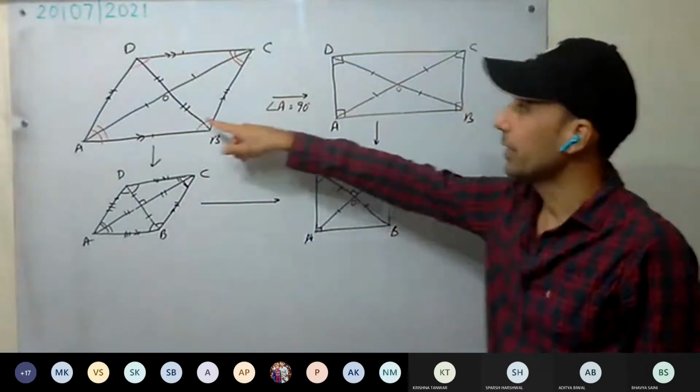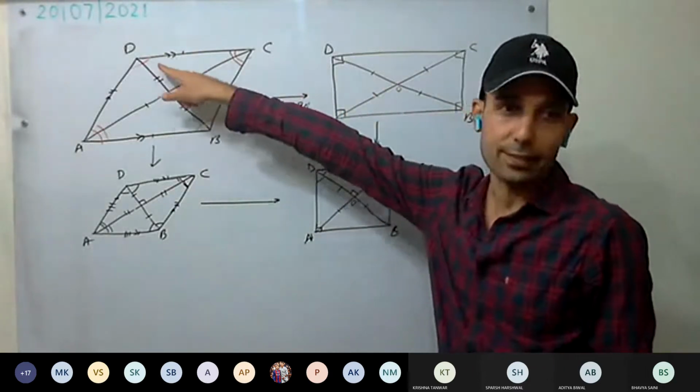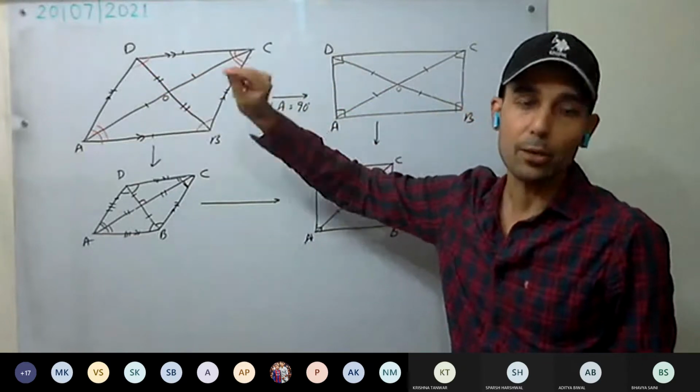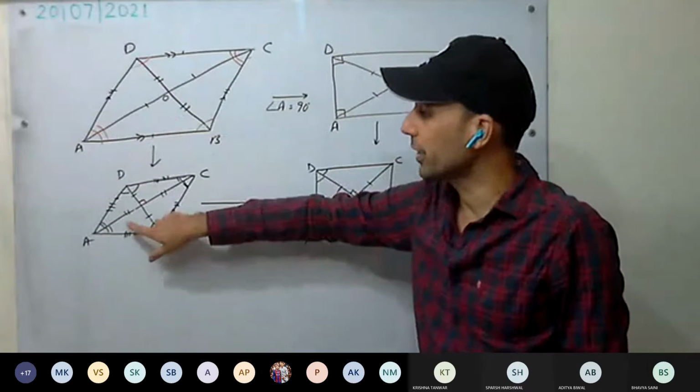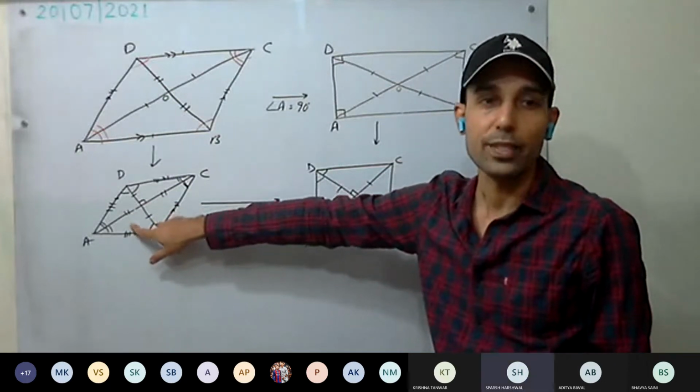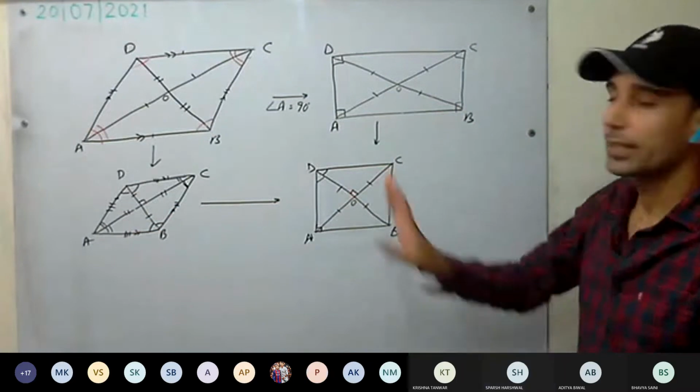But they do not meet at 90 degree. Here, diagonals do not bisect the angles. In parallelogram, diagonals do not bisect the angles. If in a parallelogram, a diagonal bisects the angle, it means that figure is a rhombus. Understood? Yes, sir. Okay, this thing is clear.